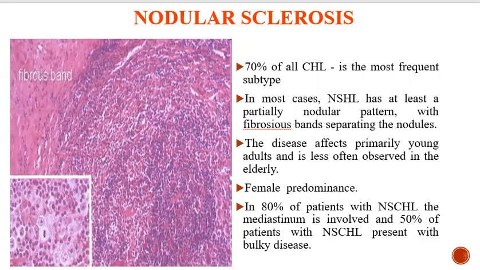Nodular sclerosis is the commonest histological subtype and is characterized by bands of fibrosis that enclose nodules of lymphoid tissue containing variable numbers of Hodgkin cells. The disease affects primarily young adults and is less often observed in the elderly. This subtype is distinguished by the presence of collagenous bands that divide the lymph nodes into nodules, which often contain Reed-Sternberg cells, a variant called lacunar cells. Some pathologists subdivide nodular sclerosis into two subgroups on the basis of the number of Reed-Sternberg cells present. Transforming growth factor beta may be responsible for the fibrosis in the nodular sclerosis subtype.